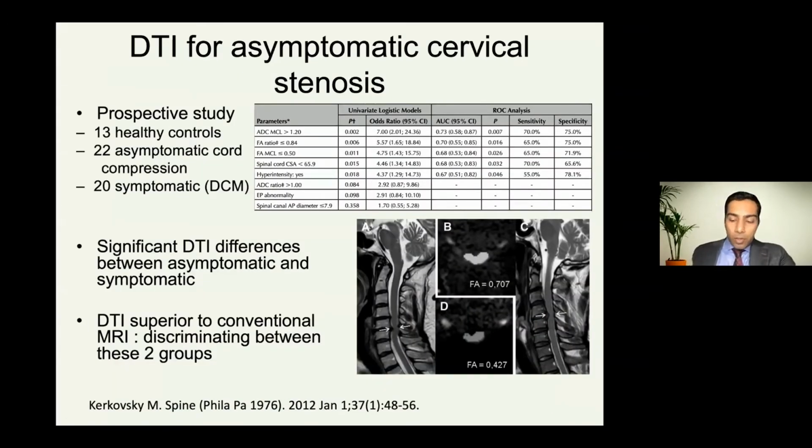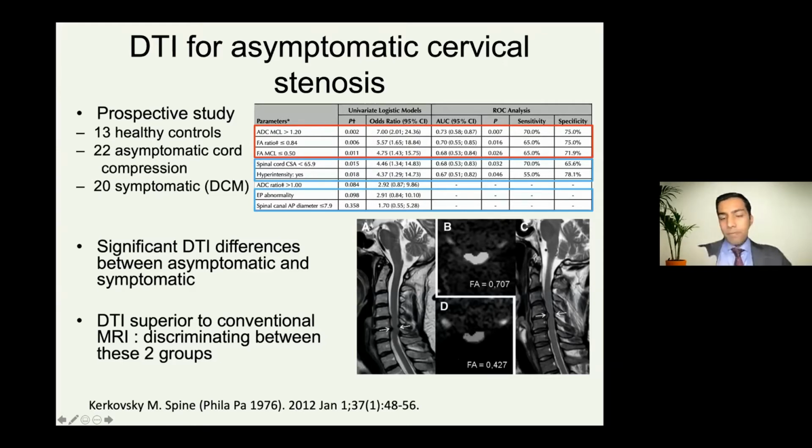The same European group that did that initial MRI study looked at patients with asymptomatic cervical stenosis. So they studied 3 groups of patients. They had healthy controls, patients with asymptomatic cord compression, and patients with symptomatic myelopathy. What they found was the DTI metrics here in red outperformed conventional MRI measures, spinal cord diameter, spinal cord area, and presence of hyperintensity, and were able to better discriminate these two groups, the asymptomatic and the symptomatic.